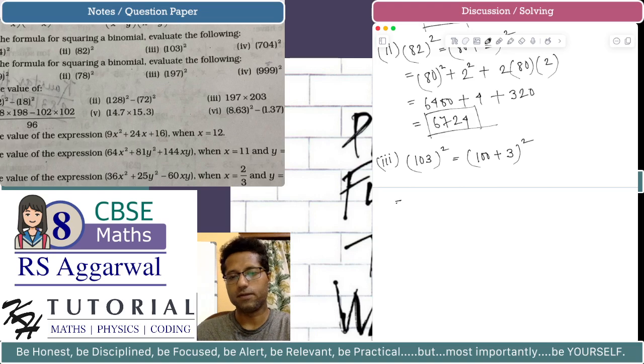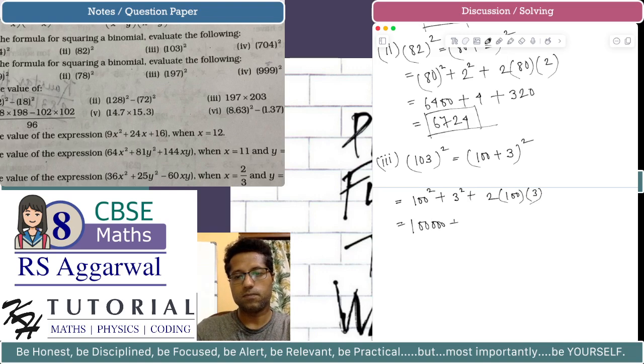So now we have 100 plus 3 whole square, which is of the form a plus b whole square, and it will be a square plus b square plus 2 into a into b. 100 square is 1 and 4 zeros, plus 3 square is 9, and we have 2 into 100 into 3, that is 600. This is equal to 10609.